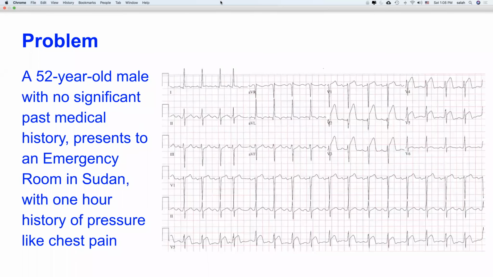Okay. I have transferred to a tertiary cardiac center. I have called the cardiologist and sent the EKG, and I have administered aspirin, clopidogrel, and enoxaparin. Okay.